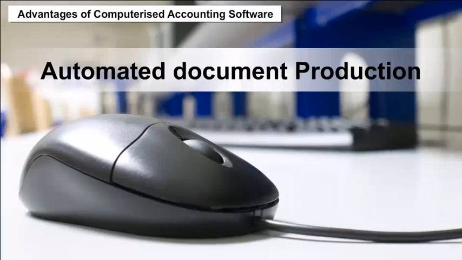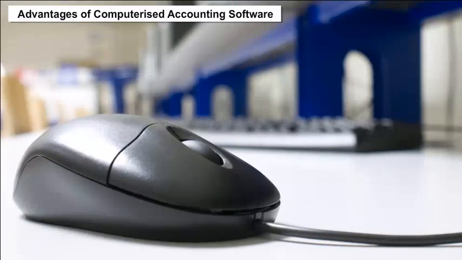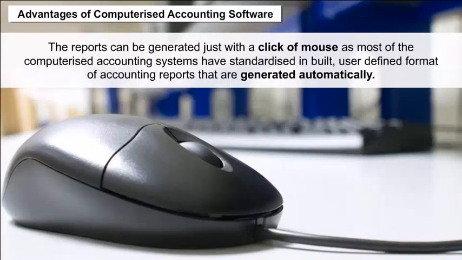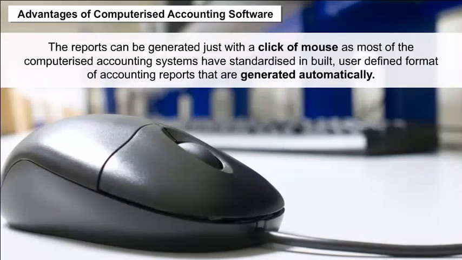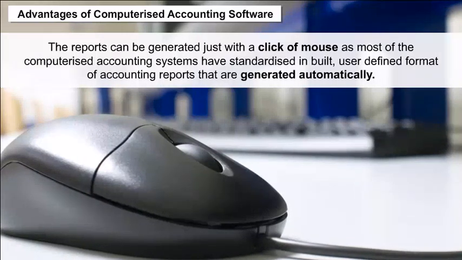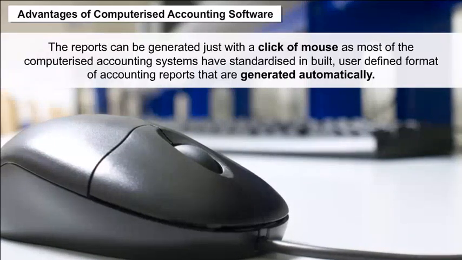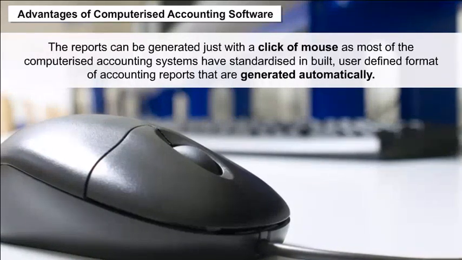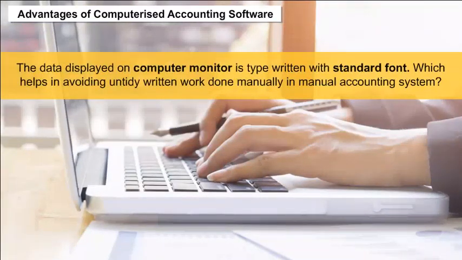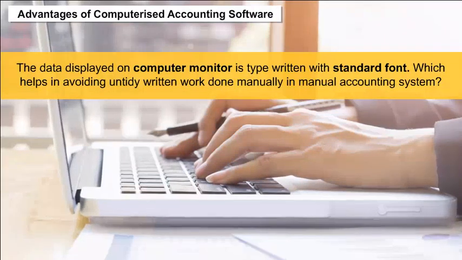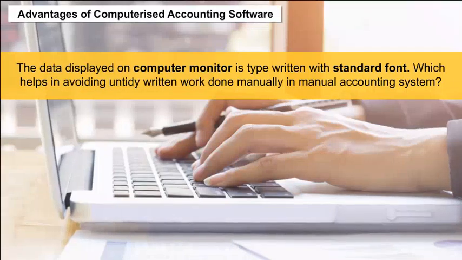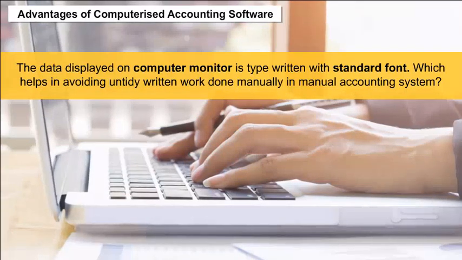Automated document production. In computerized accounting system, the reports can be generated just with a click of mouse, as most of the computerized accounting systems have standardized inbuilt user-defined format of accounting reports that are generated automatically. Legibility. The data displayed on a computer monitor is typewritten with standard font, which helps in avoiding untidy written work done manually in manual accounting system.